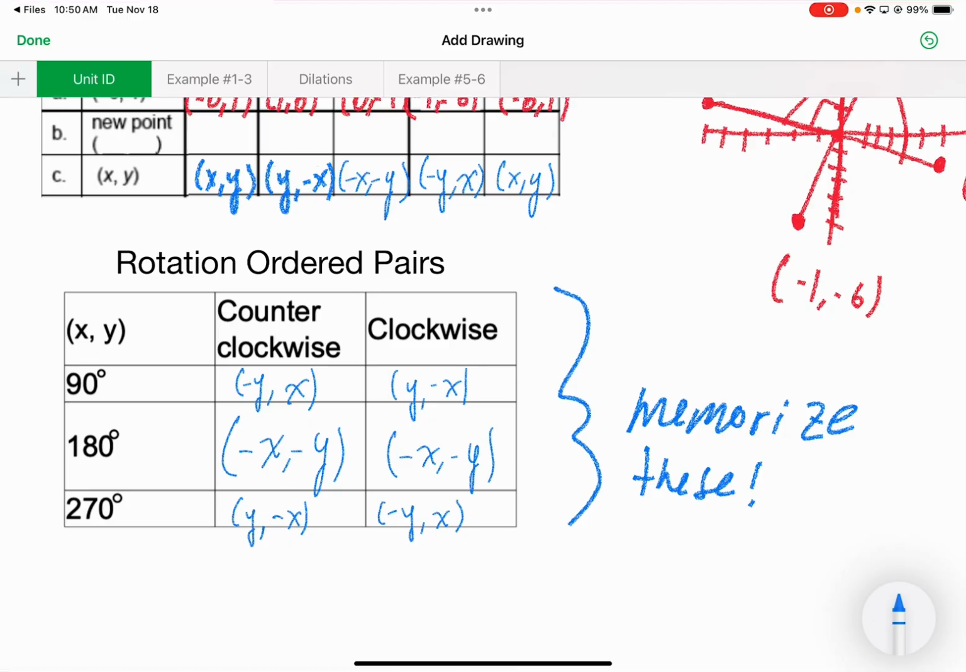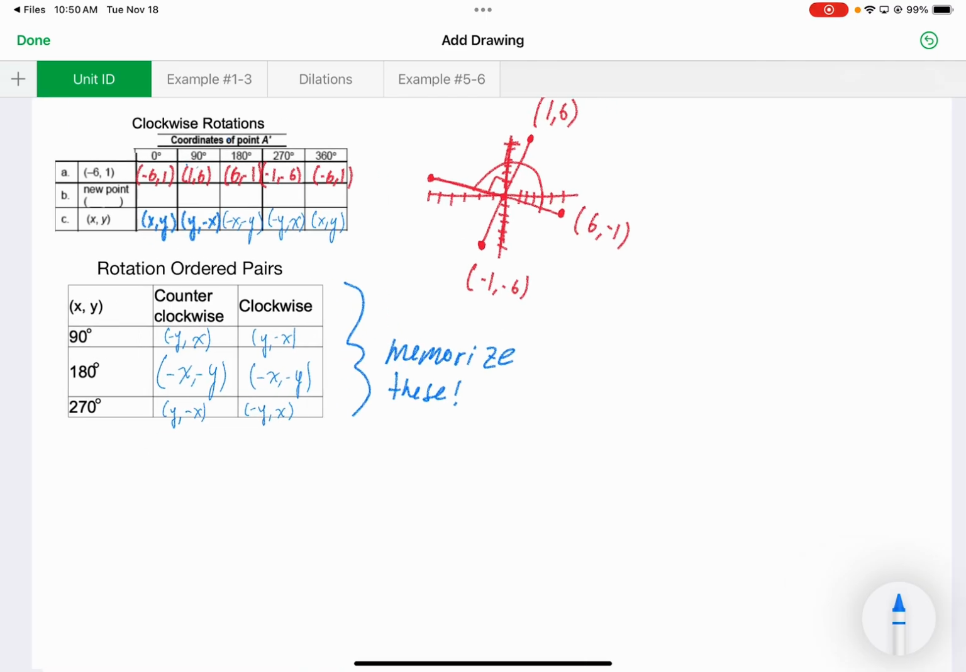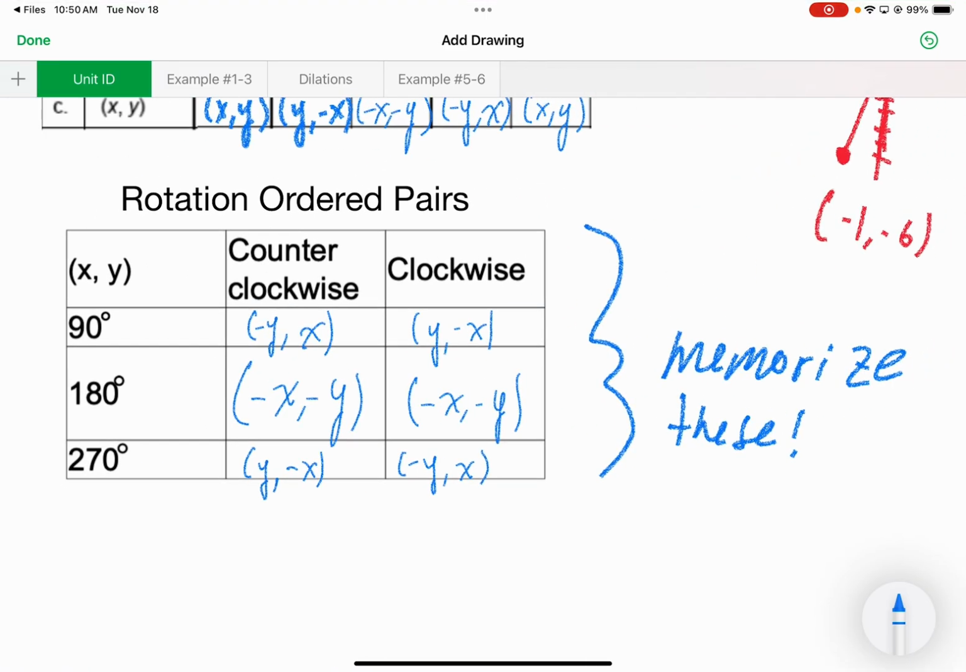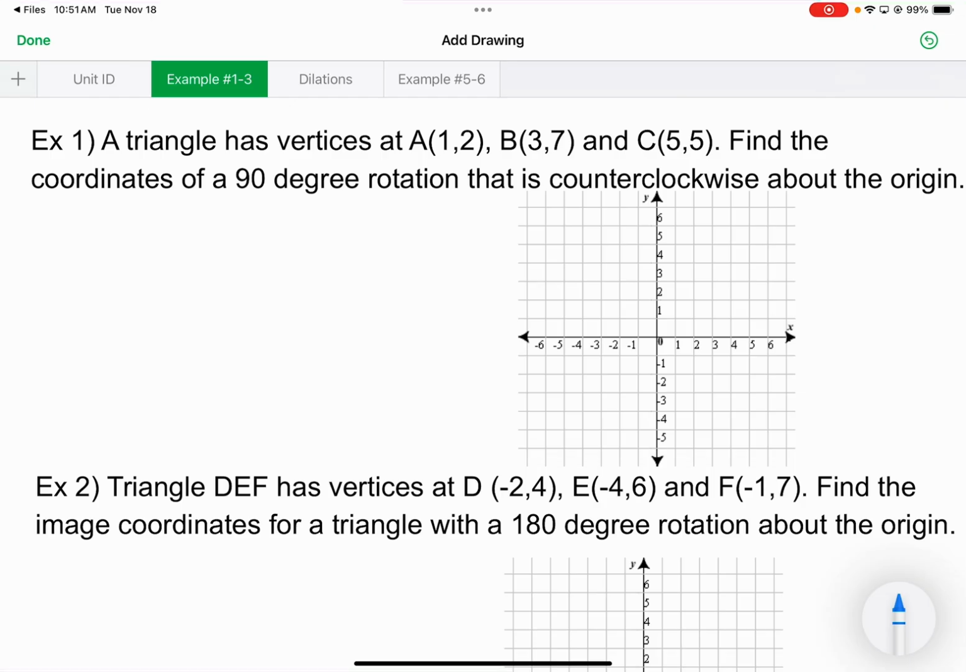Or try at least some sort of method of studying, because these I'm going to expect you guys to have memorized. When you have them memorized, it's pretty simple. Then you just need to remember what the rule is and then apply it to whatever you're given. But you got to have them memorized, okay? Most of the time, with our rotations, if they don't tell you a direction, we will assume that it is counterclockwise, because that's the convention in math, that you rotate something counterclockwise.